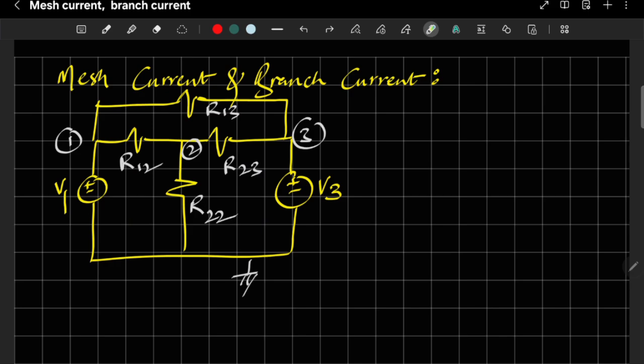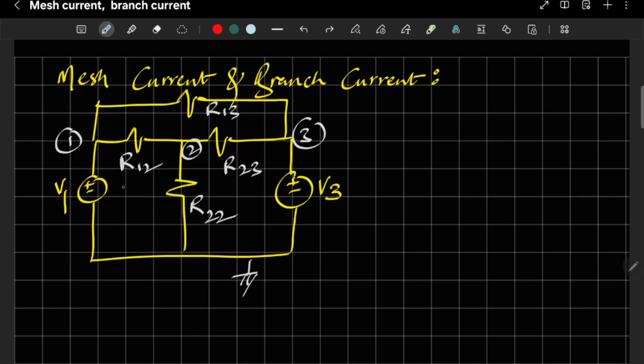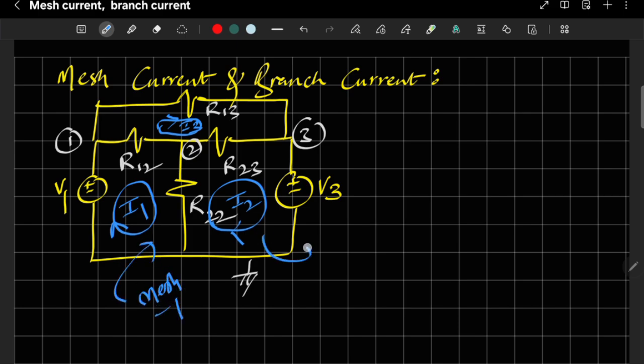Okay, so after identifying the meshes, we need to assign the mesh currents. So that part also I will do. Because we have identified three meshes, three mesh currents we can take in the clockwise direction, or you can take anti-clockwise direction. I'm following clockwise direction. So in mesh 2, the current is I2 in the clockwise direction, and in mesh 3, the current is I3 in the clockwise direction. Now you focus on mesh 1. For example, it is mesh 1, it is mesh 2, it is mesh 3.